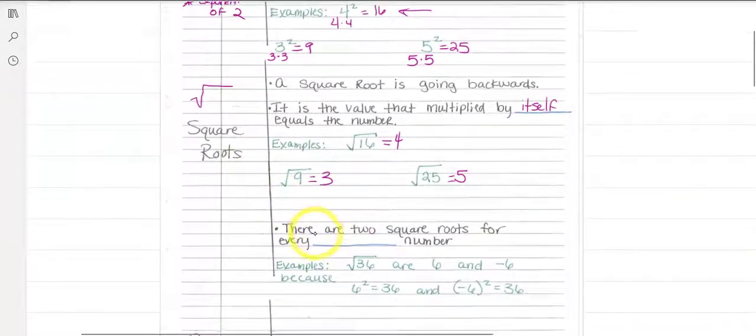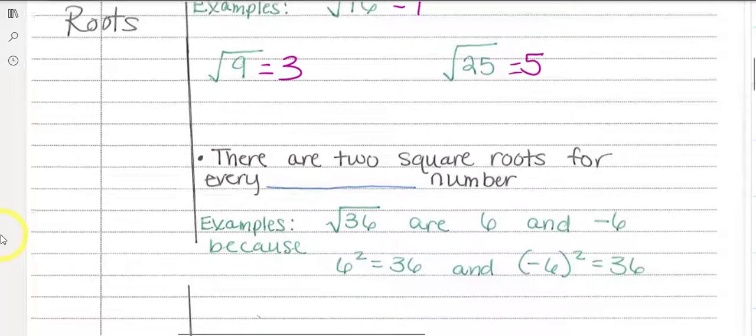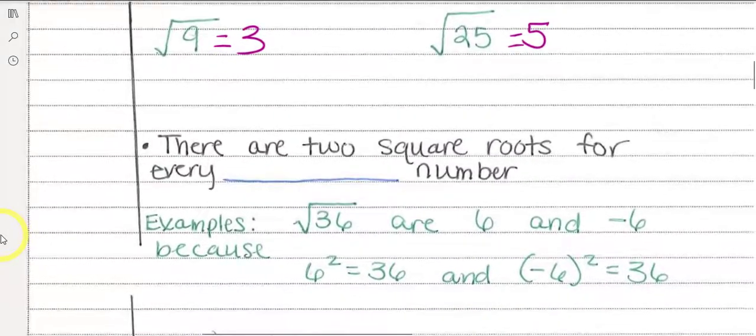There is something we need to think about here, though, because we understand that when we're multiplying integers, if I multiply two negative integers, I'm going to get a positive integer. So let's take a look at how this affects square roots. Here it says that there are 2 square roots for every positive number.